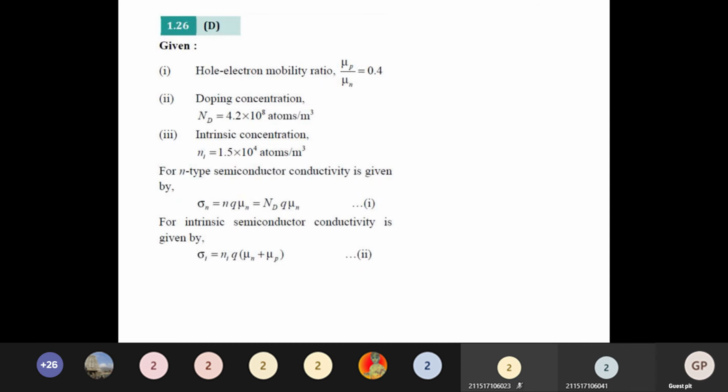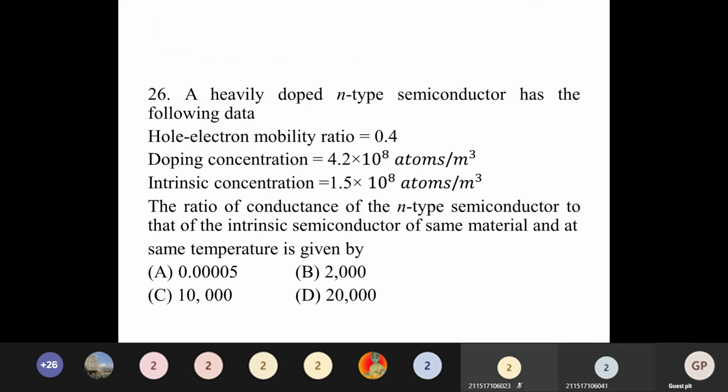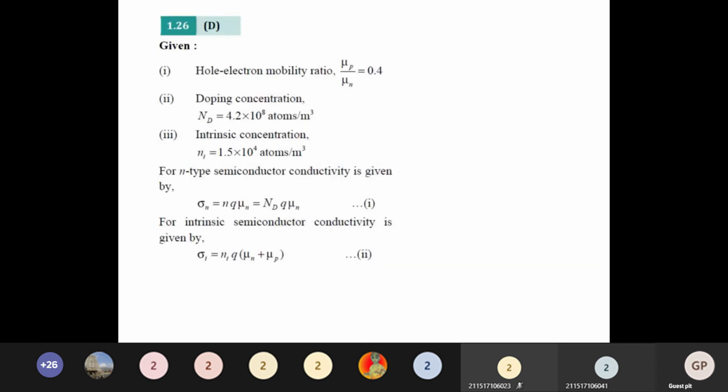Now, what they are asking is the ratio of conductance, that is conductivity, of an N-type semiconductor to that of the intrinsic semiconductor of the same material at the same temperature. So here they have given the N-type material and its doping concentration, and the intrinsic concentration is also there. They are asking for the corresponding conductivities. That's all. The question is very easy.